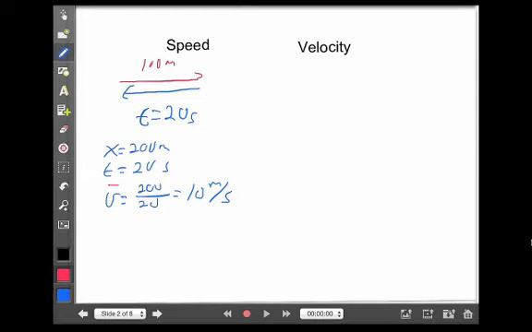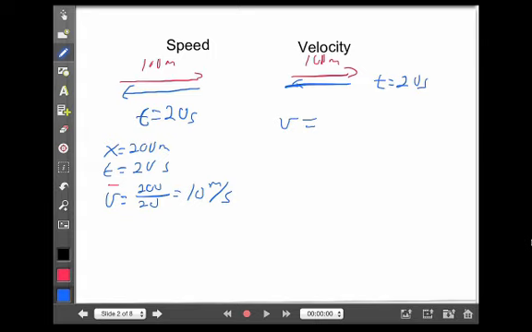So let's look at that term velocity. Again, we'll look at the same idea. 100 meters down, run back, time of 20 seconds. Okay. Now, the way we define the term velocity is called the change in displacement over time.